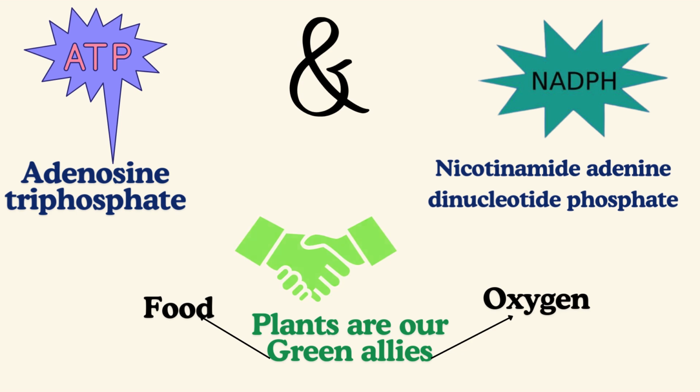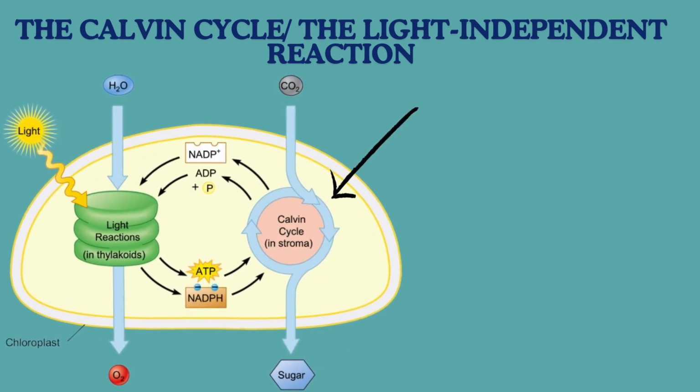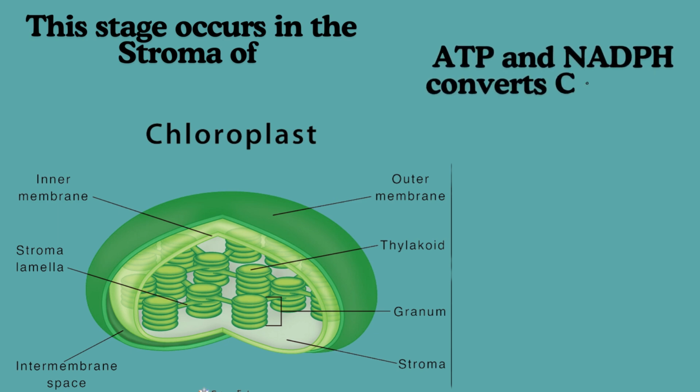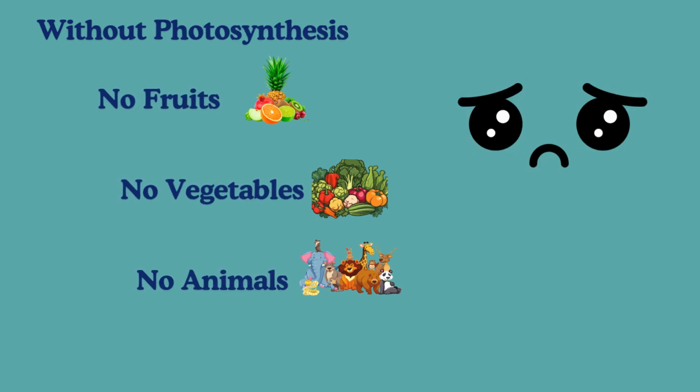Stage 2. This is called the Calvin cycle, or the light-independent reaction. This process takes place in the stroma of chloroplasts. Here, adenosine triphosphate and NADPH are used to convert carbon dioxide into glucose. This glucose not only fuels the plant but also forms the foundation of the food chain. Without photosynthesis, we wouldn't have fruits, vegetables, or even the animals that depend on them.